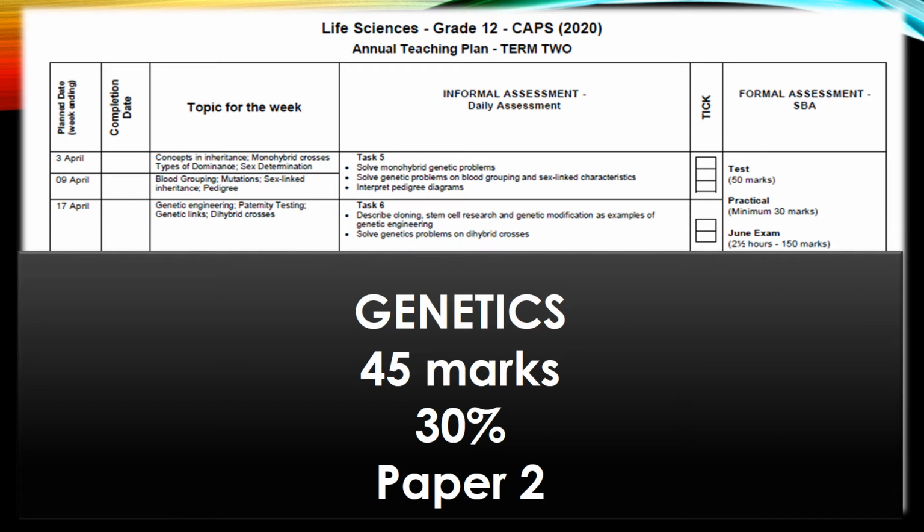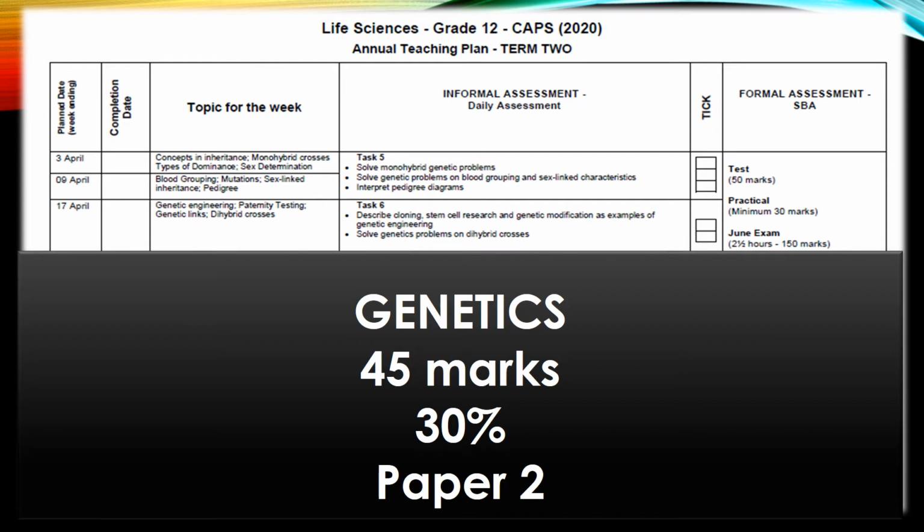Let us look at task 5. Do you know how to solve monohybrid genetic problems? If you know, you give yourself a tick. Do you know how to solve genetic problems on blood grouping and sex-linked characteristics? If you know, you give yourself a tick. Do you know how to interpret a pedigree diagram? If you know, you give yourself a tick. If you don't know, you give yourself a cross. If you are not sure, you give yourself a cross.